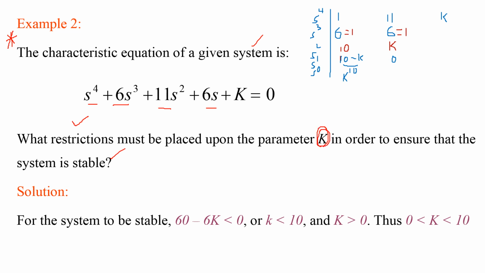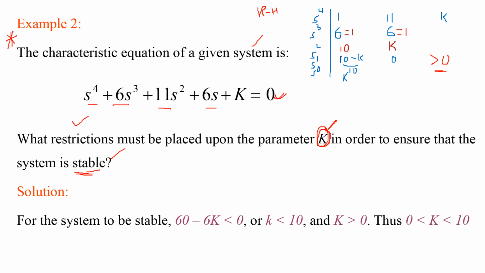We have to find out the range of K by considering the condition that the system is stable, using the RH criteria. This is our characteristic equation. First form the RH table. After forming the RH table, by using the given condition, the system is stable means all the elements in the RH table are greater than 0. By using this condition, we are going to obtain the range of K.